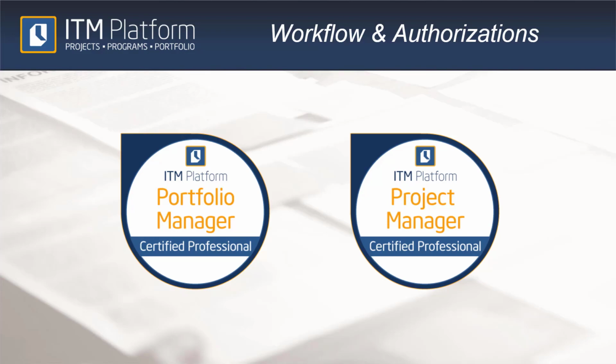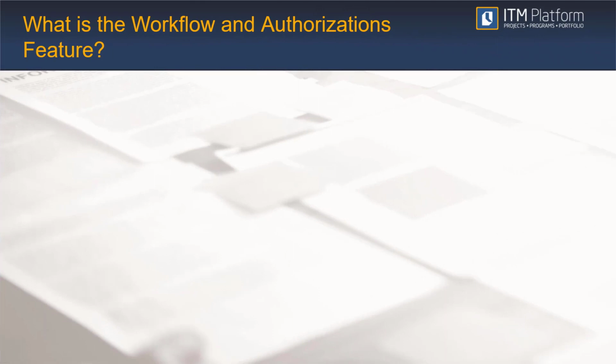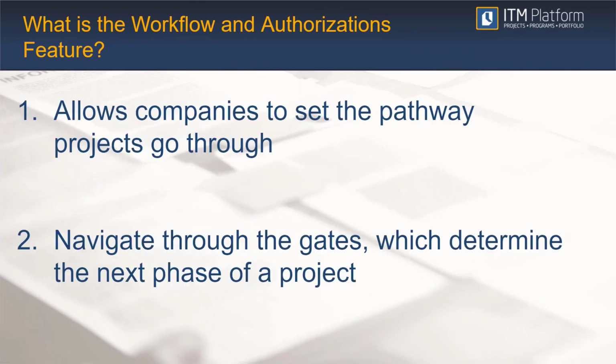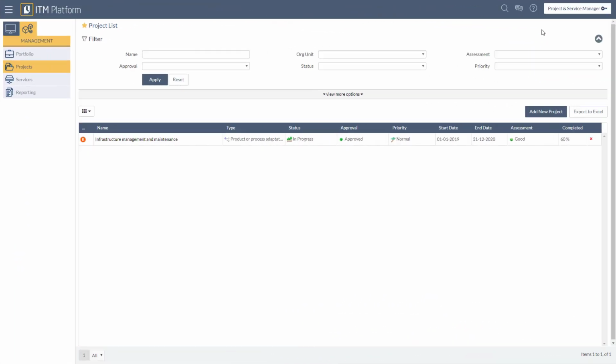Then look at the configurations of the workflow and authorizations. The purpose of this feature is to allow companies to set the pathway which projects have to go through and the gates which will determine the next phase of the project. Project managers will be guided through moving the project from one status to another, which will require authorization according to the workflow configuration.